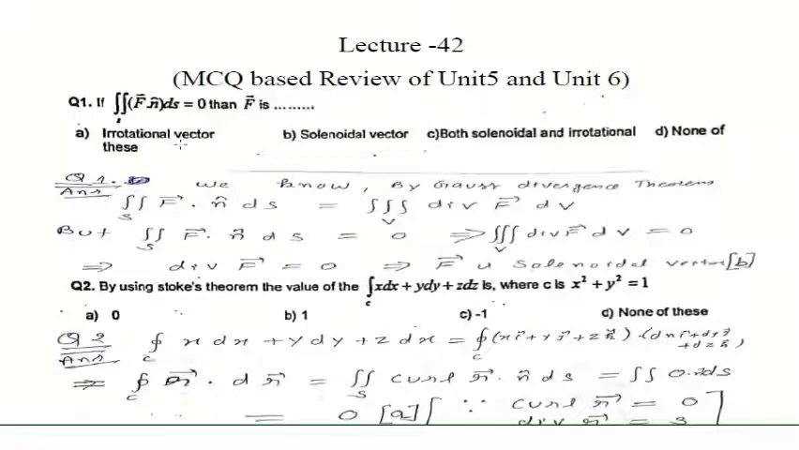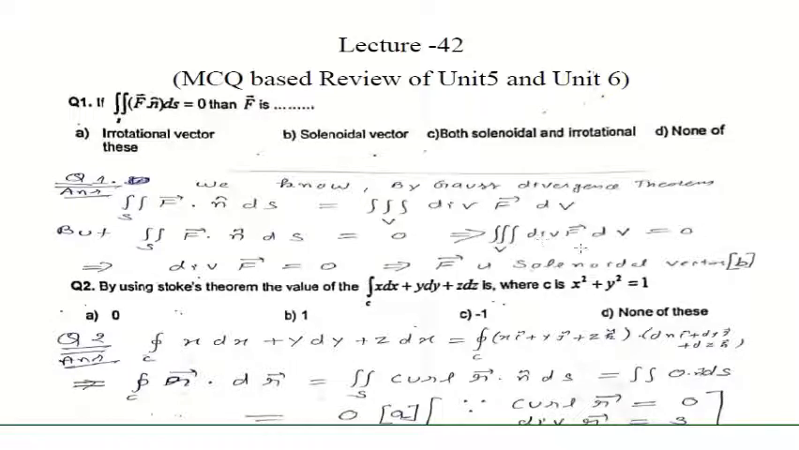And we know that the flux has a relation with the divergence only, so we will use the Gauss divergence theorem to convert it into divergence. By using the Gauss divergence theorem, F dot n dS is equal to the triple integral of divergence of F dV. Now the left hand side is 0, it is given to us that F dot n dS is 0. If the left hand side is 0, that means the right hand side is 0.